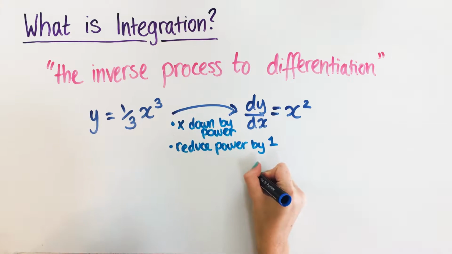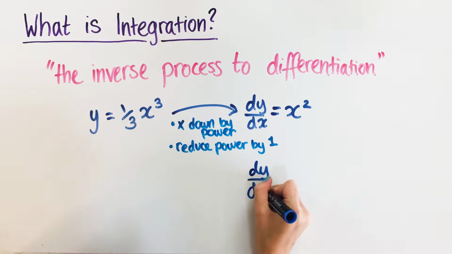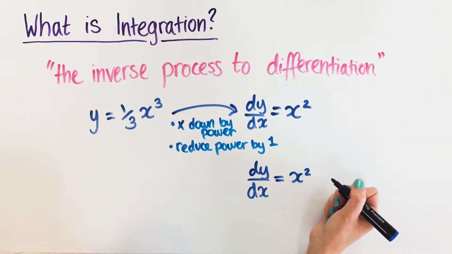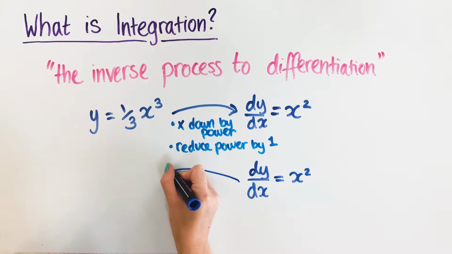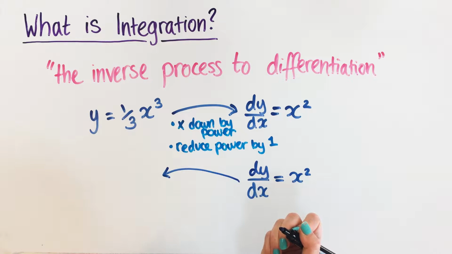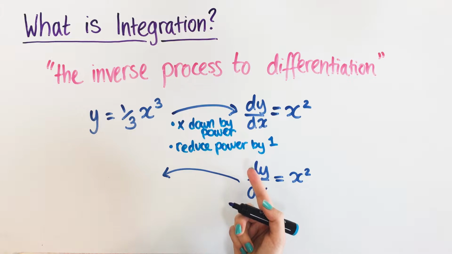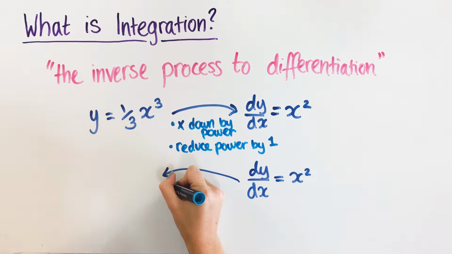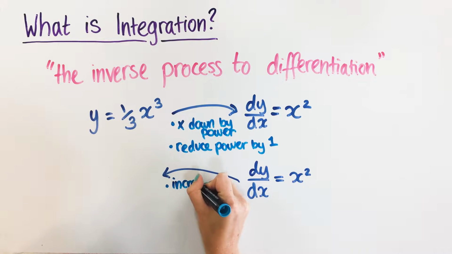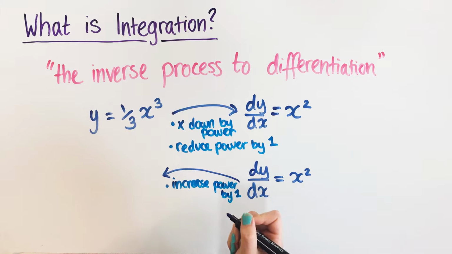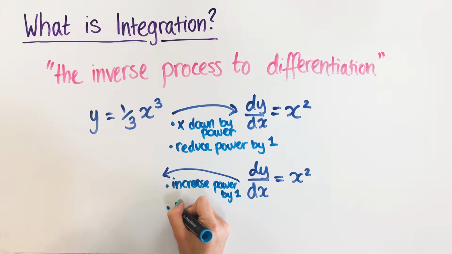Say we started off knowing that the derivative of some function was x squared. What would we do to get back to the original function? Well, it would make sense to do the inverse of what we've just done to differentiate. So instead of multiplying down by the power, then reducing the power by 1, how about instead we do the reverse? So we increase the power by 1, and then we divide by our new power.